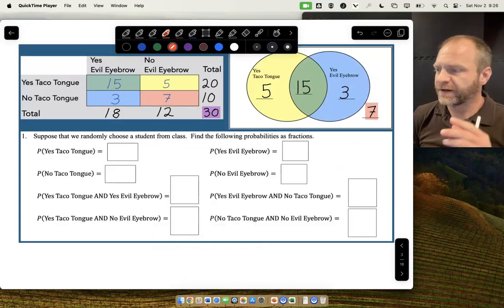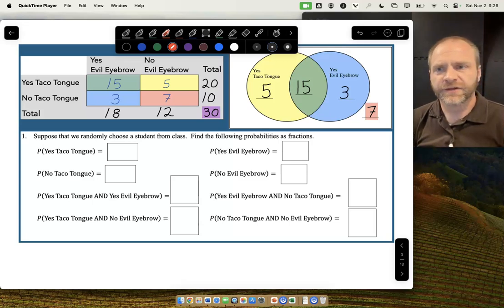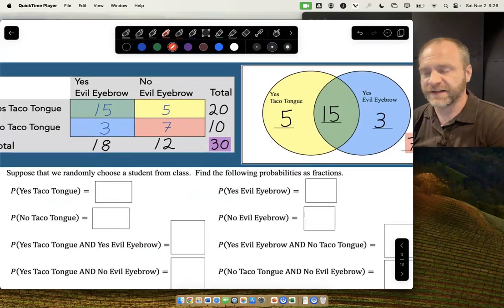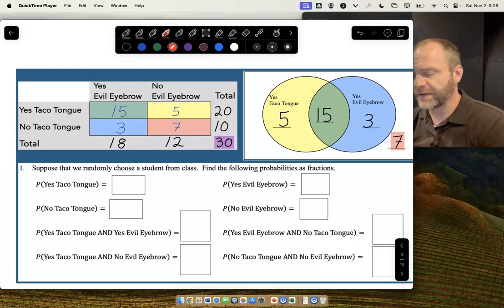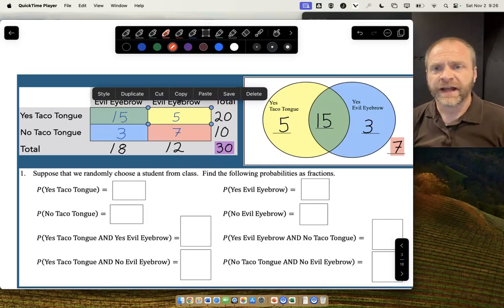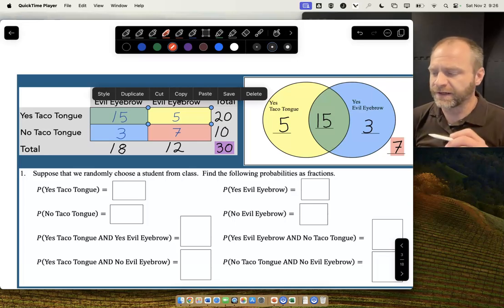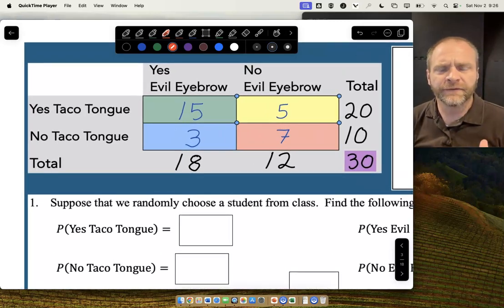So I took our image here and I color coded it so we could understand everything a little bit better. We could see that the intersection of the 15 is green, and the yellow is the no evil eyebrow because they're not in that circle, but they are people who can taco tongue. So you can see how the yellow for the 5 right there is the 5 inside of that section. And we can see where the 3 is and the 7 is. So you can see some of the color coding, and I do have the 30 in the table. It's highlighted in purple. That way we can focus on the total. There were 30 total students in there.